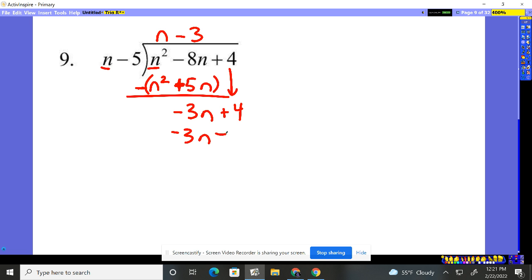Negative 3 times negative 5, positive 15. But remember, we're subtracting the whole thing. So this becomes plus and this becomes minus. Negative 3n plus 3n goes away. 4 minus 15 leaves me with negative 11 as my remainder. So I would just write plus a negative 11 over the n minus 5. There's my remainder part.